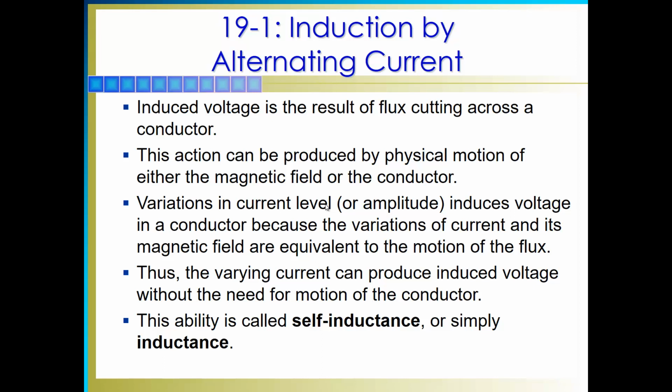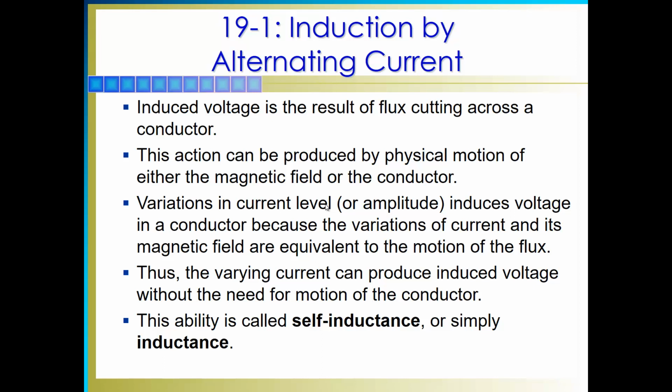The other way is when you already have a conductor through which changing current is going. That changing current also produces induced voltage without moving the conductor. The variations in current levels, or the amplitude of the current, induce voltage in a conductor, because the variations of current and its magnetic field are equivalent to the motion of the flux.